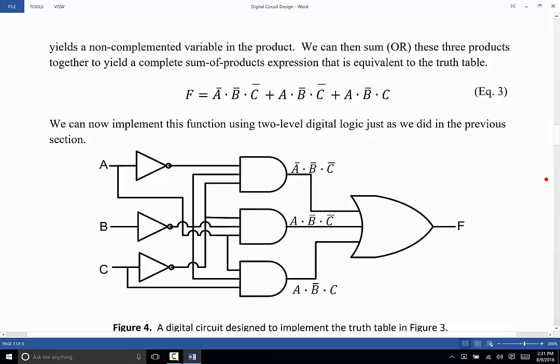So we can go from the truth table to the SOP expression, and then from there to the digital circuit. This completes the design process. But if I were you, and if I were handing this design off to my boss, I'd be a little bit embarrassed, because this is really not a great design. I think that we can do better. So how can we do better?